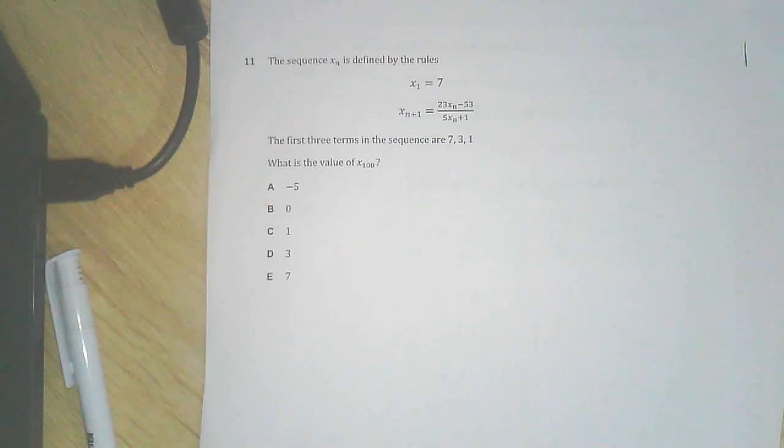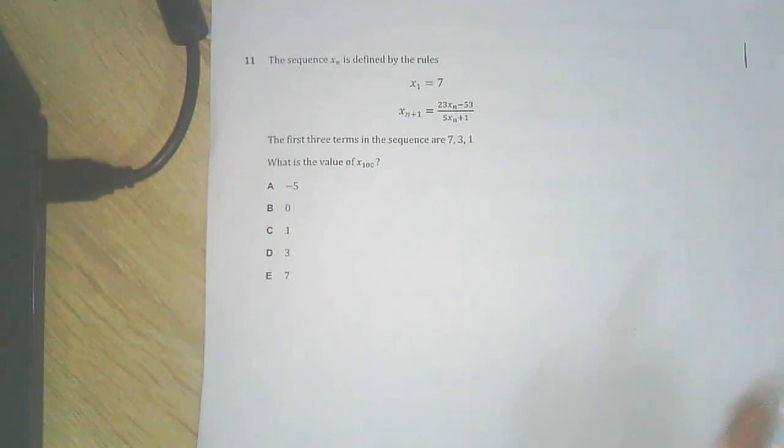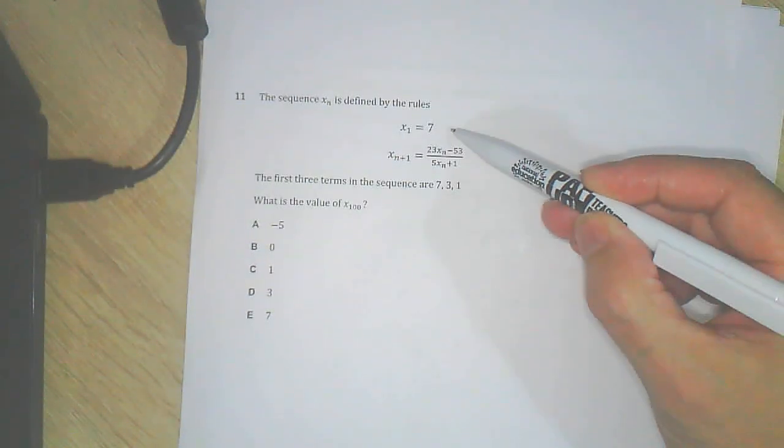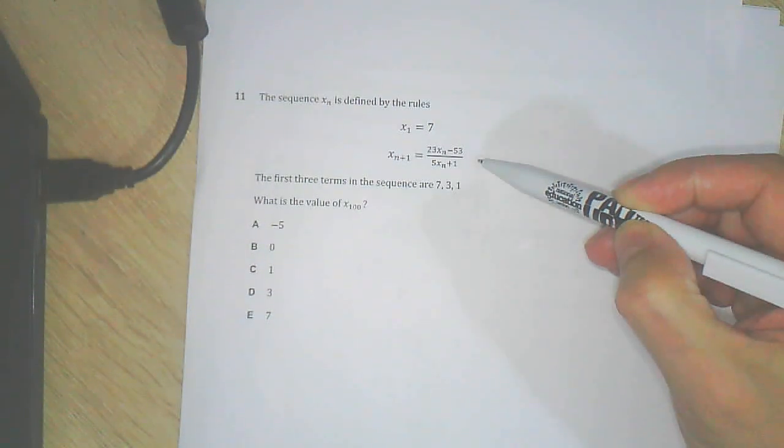Hello, here is another question from the series of TMUA papers. This is 2017, paper 1, and we're on question 11. This one's about a sequence of numbers, and it gives you the rules for the sequence. It gives you the first term and how you get from the first term to the second term and so on.